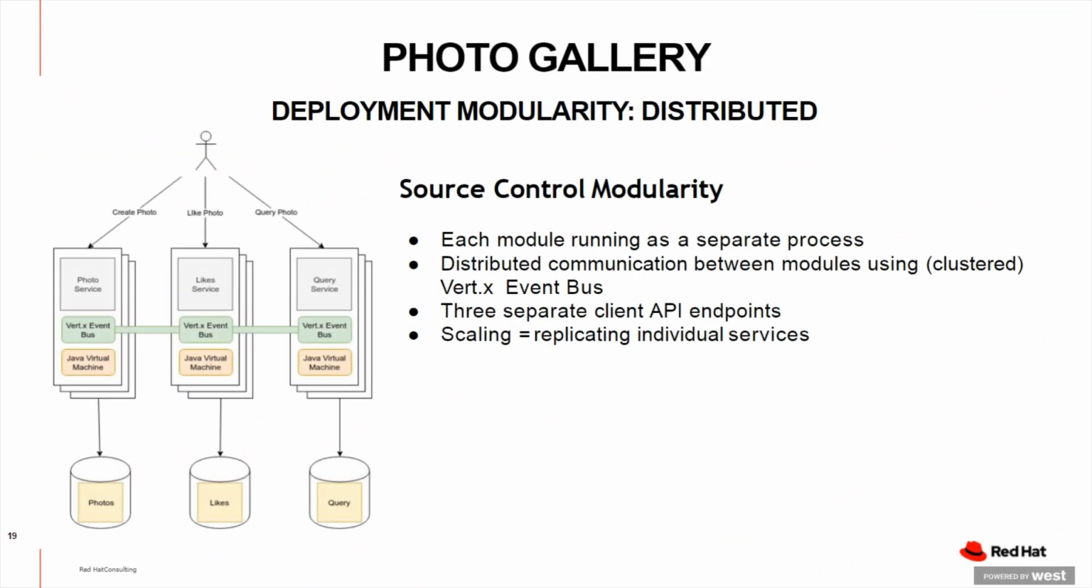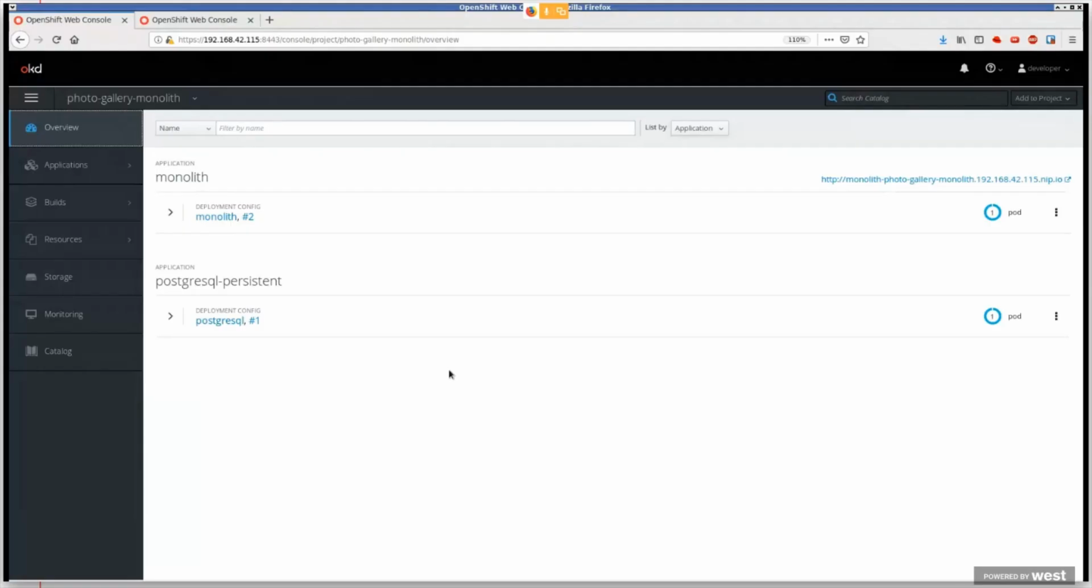And I have this application with both ways deployed on OpenShift. I would like to show you. So this is my OpenShift instance. And the first project I'm showing you is the Photogallery Monolith project, where the monolithic deployment was made.